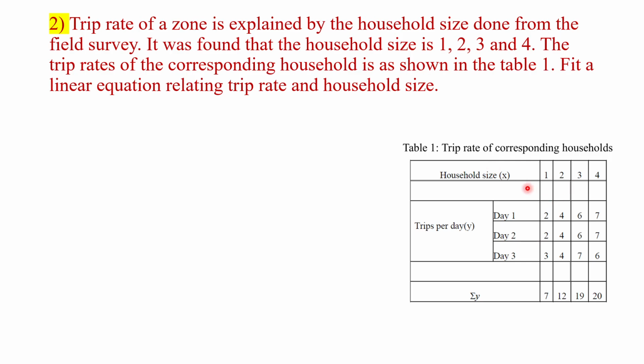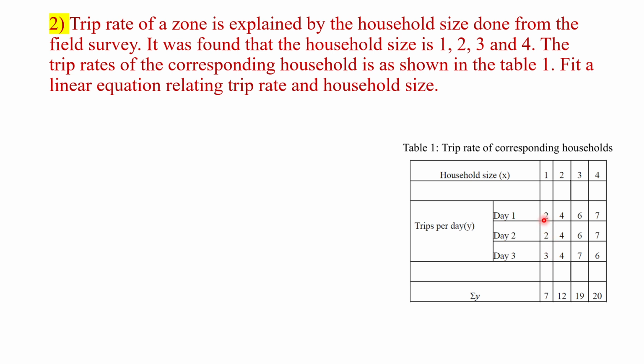From this table, you can see that the household size x values are 1, 2, 3, 4, but we have 12 sets of y values. So for each household size, for example, we are taking household size 1. On day 1 the trips per day was 2, and on day 2 it was also 2, but on day 3 it became 3.